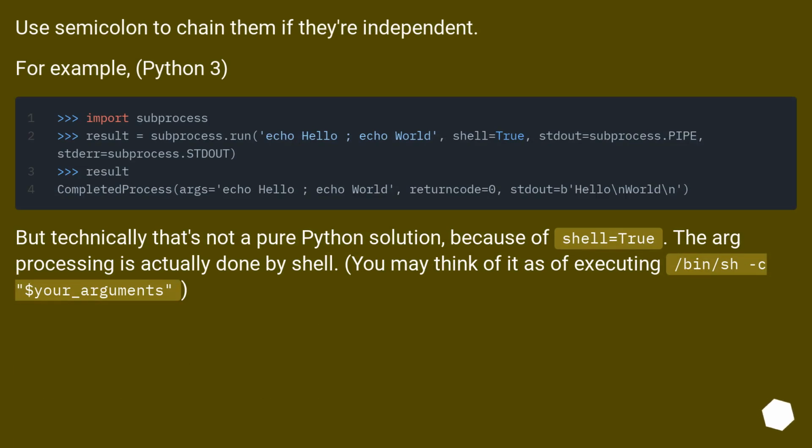Use semicolon to chain them if they're independent. For example, Python 3. But technically that's not a pure Python solution, because of shell equals true. The arg processing is actually done by shell. You may think of it as executing /bin/sh -c $_arguments.